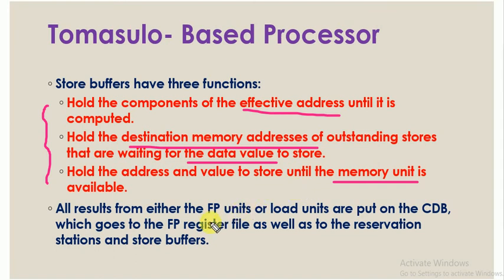All the results from either the floating point units or load units are put onto the common data bus. It is a common data bus which is connected to all the units, going to the floating point register file as well as to the reservation stations and to the store buffer that I have already explained in our previous diagram.